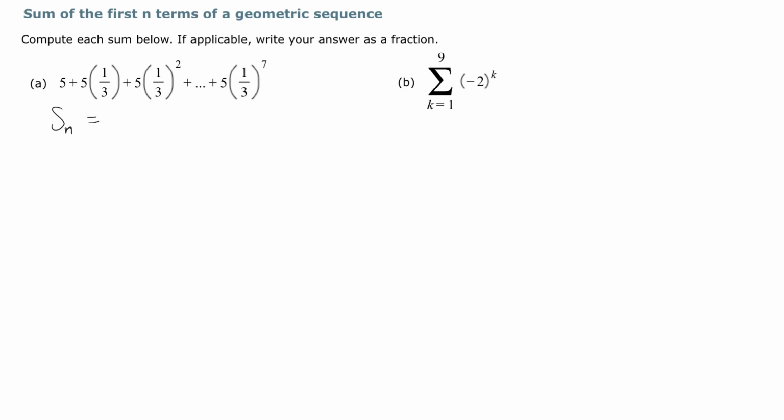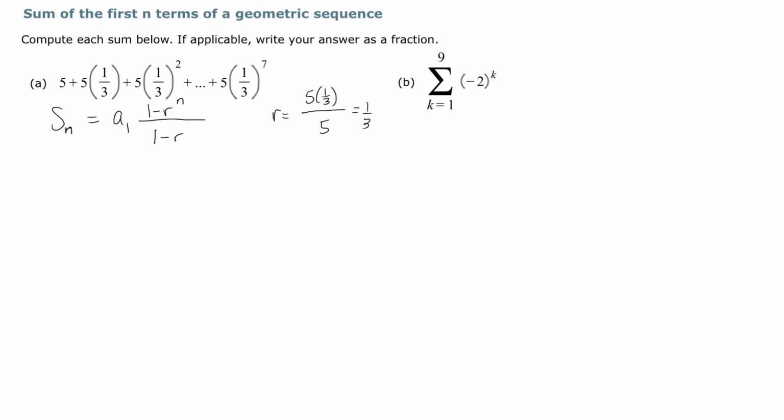It's S sub n is equal to a sub 1 times 1 minus r to the n all over 1 minus r. You could easily spot the r here. The r here is 1/3. You could look at it as 2 consecutive terms. 5 times 1/3 over what? 5. So we can see that r is 1/3 in this case.